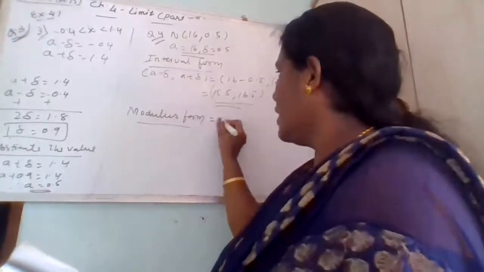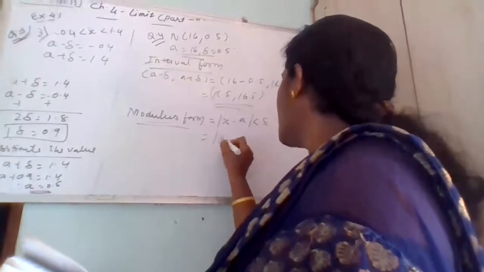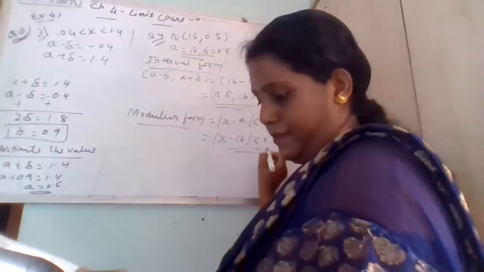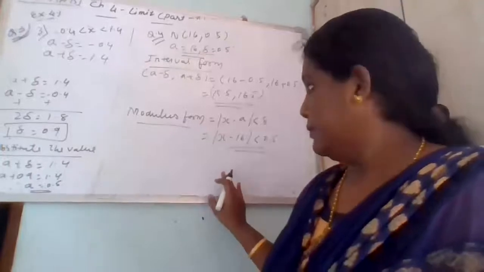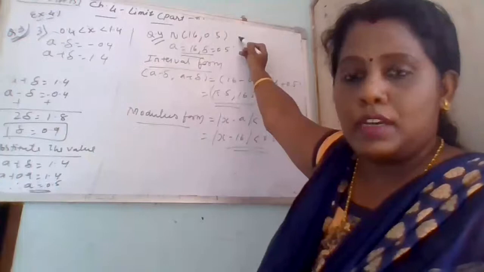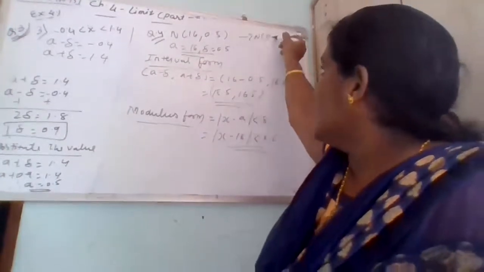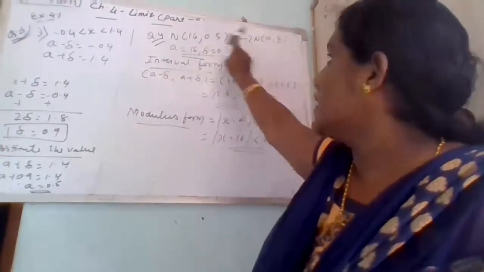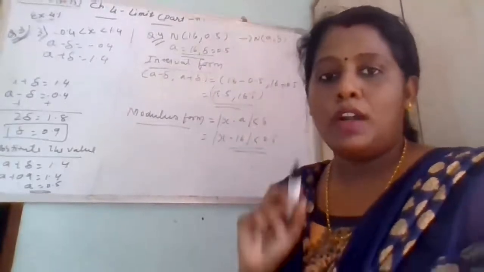Okay. Now you have to find the modulus form. So our formula is modulus x minus a less than delta. That is modulus x minus 16 less than 0.5. This is the answer of the fourth question. See, in this question N is given, the neighborhood is given, that is the formula of neighborhood in a and delta. So in place of a they have taken 16 and in place of delta they have taken 0.5. In this way you got a and delta.